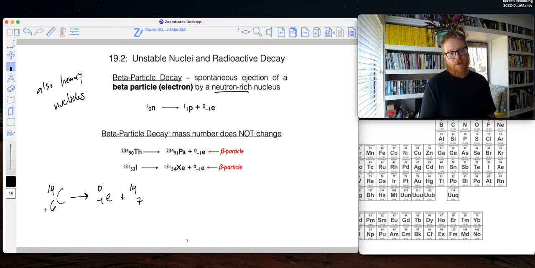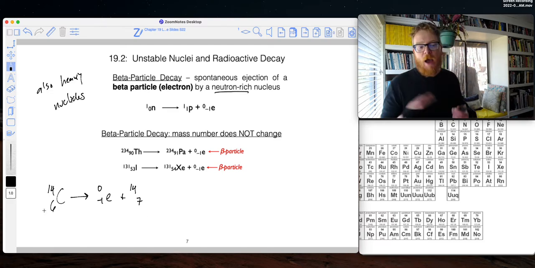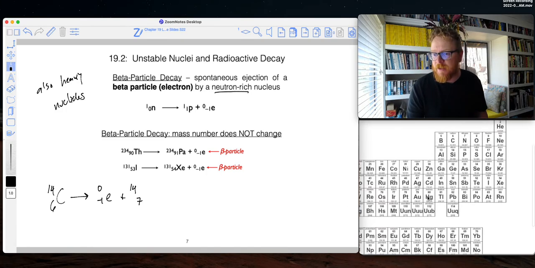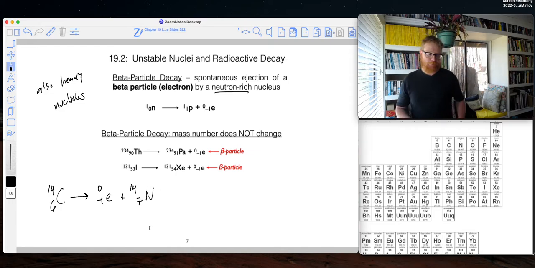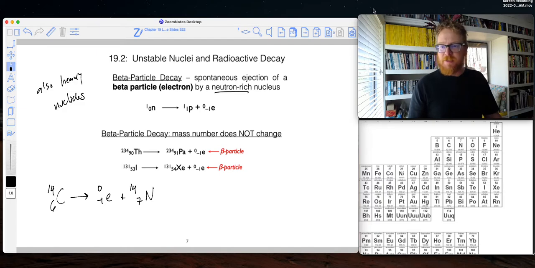Okay. And then now that -1 from 6, so that has to become a 7. Okay, 7 minus 1 gives me 6. And so now I need to find element number 7, and there it is, it's nitrogen. Okay, and so that's the exact reaction I showed you earlier. Okay, so we'll talk about another decay mechanism in the next video.